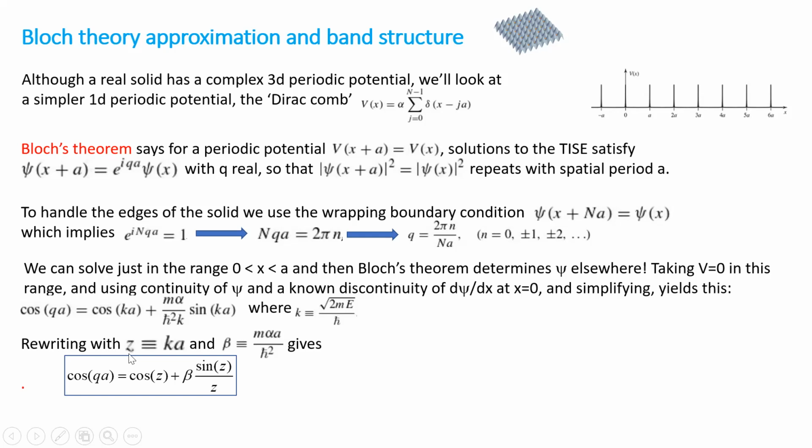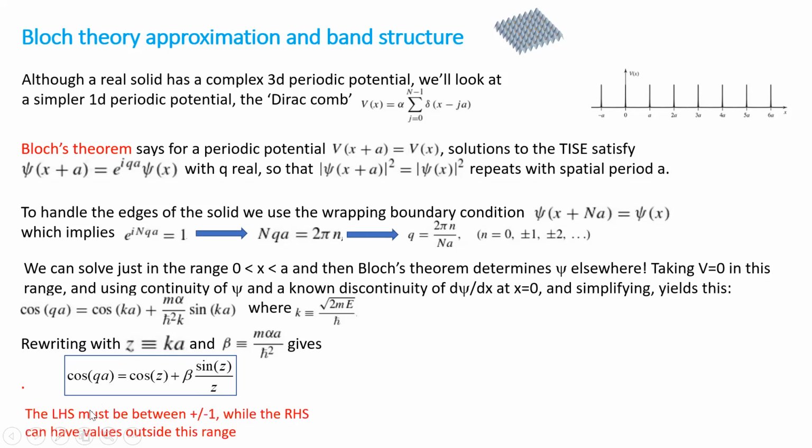So first we'll rewrite this in a more compact form. We'll take Z equal to Ka and beta equal to m alpha a over h bar squared. Then we get cosine of QA equals cosine of Z plus beta over Z times sine of Z, because beta over Z is m alpha over h bar squared K, the coefficient out in front. Just remember that Z is related to K, and K is related to the energy.